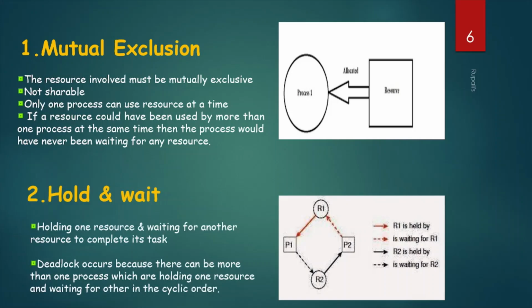Second is hold and wait. If one process holds one resource and is waiting for another resource to complete the task, this situation is called hold and wait. That is, see here, this process P1 holds the resource R1 and is waiting for the resource R2, but the process P2 holds the resource R2 and is waiting for the resource R1. So, this situation is called hold and wait.